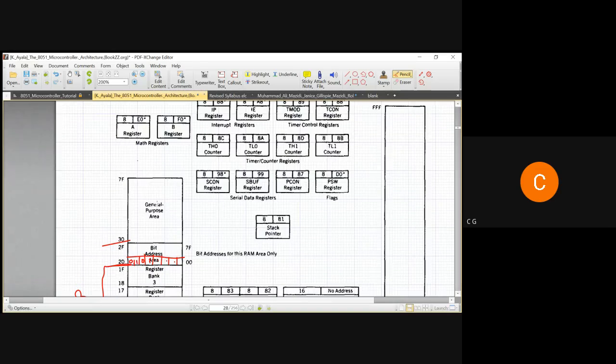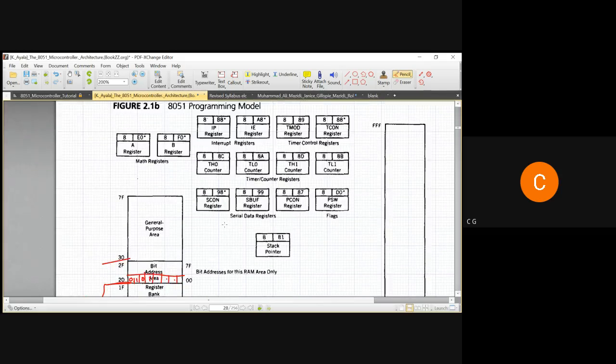Then there is a general purpose area. Some part of it is used by the user, otherwise the processor can take hold of it. Then at address 81 there is the stack pointer. This is the address, and this is the bit. This is an 8-bit stack pointer, and then it will have a stack in which you store all these things. This stack is going to communicate with the external memory.